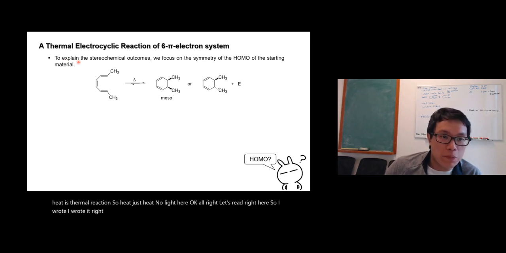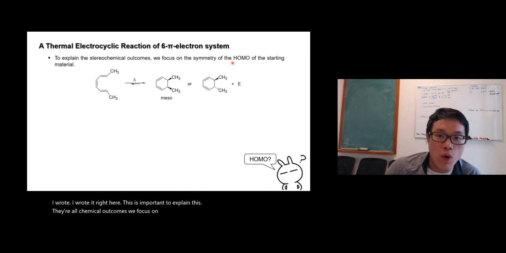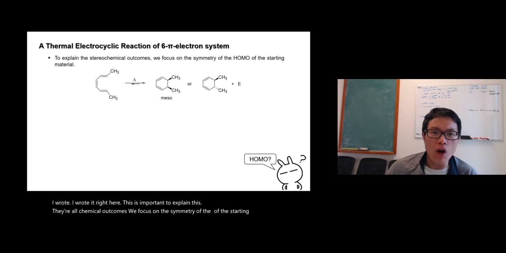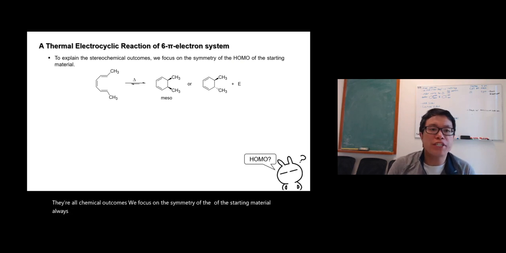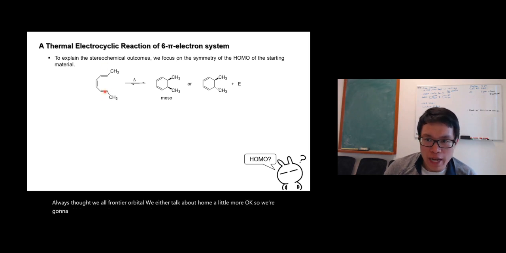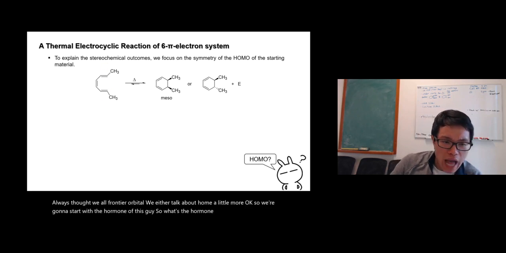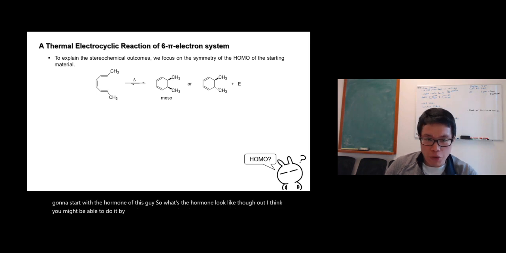This is important. To explain the stereochemical outcomes, we focus on the symmetry of the HOMO of the starting material. Always. So in frontier orbital theory, we talk about either HOMO or LUMO. Okay, so we're going to start with the HOMO of this guy. So what's the HOMO look like though? I think you might be able to do it by now, but I'm just going through it with you.